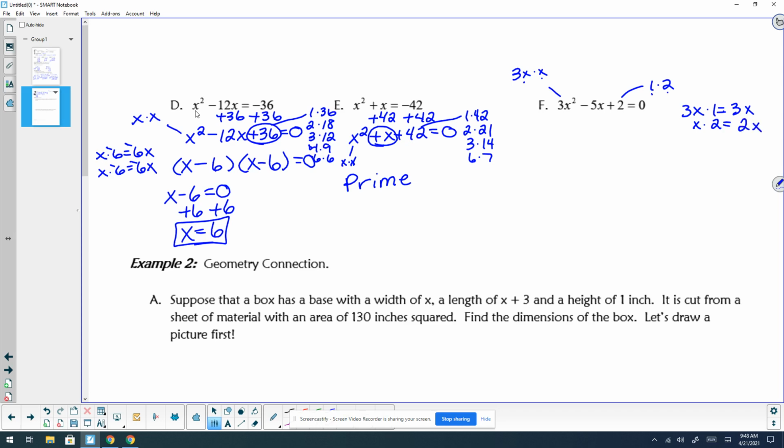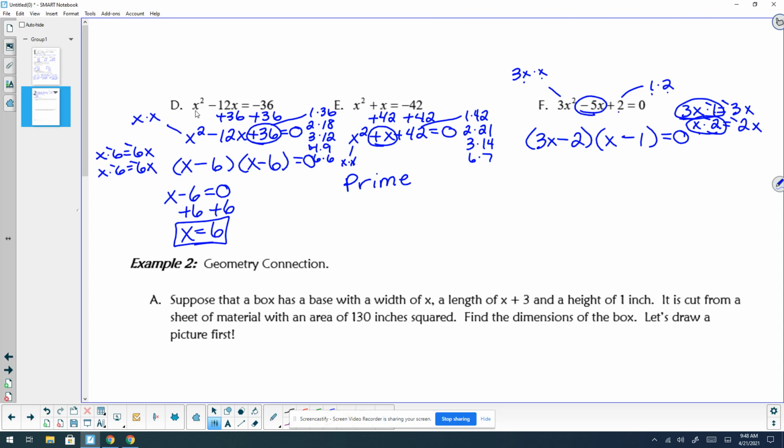Well, how can I make 3x and 2x become negative 5? They would both have to be negative. Negative 1 times negative 2 is positive 2, so I'm okay there. So I'm going to make my two sets of parentheses. Go ahead and put my x's in the front. At this point, I have to be careful. 3x has to multiply by negative 1. So negative 1 has to go in the opposite parenthesis. x has to multiply by negative 2. So that has to go in the opposite parenthesis.